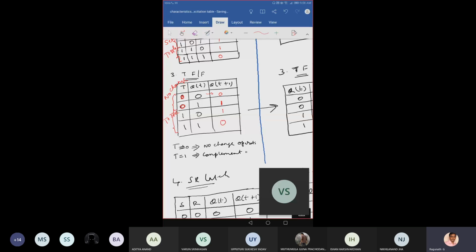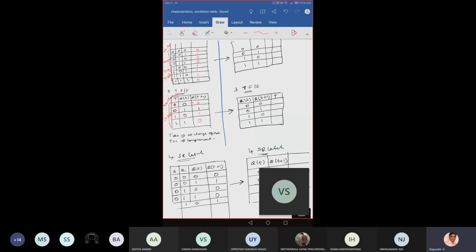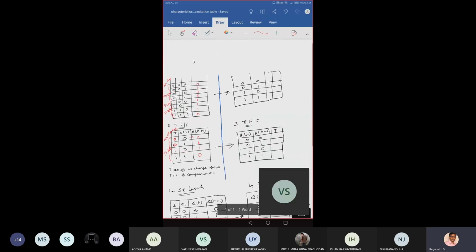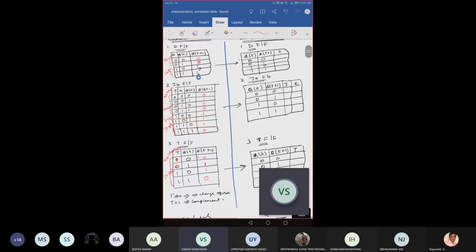Okay. So any doubts in this? The characteristic table of D flip-flop, JK flip-flop and T flip-flop. Please tell me. Sir, for T flip-flop, what is the circuit for it? Everything I'll discuss. So far, I didn't show the circuit of anything. Last class, we stopped up to SR latch. Even the circuit of D flip-flop I didn't show. After this only, I'm going to show all the circuits. You don't worry.